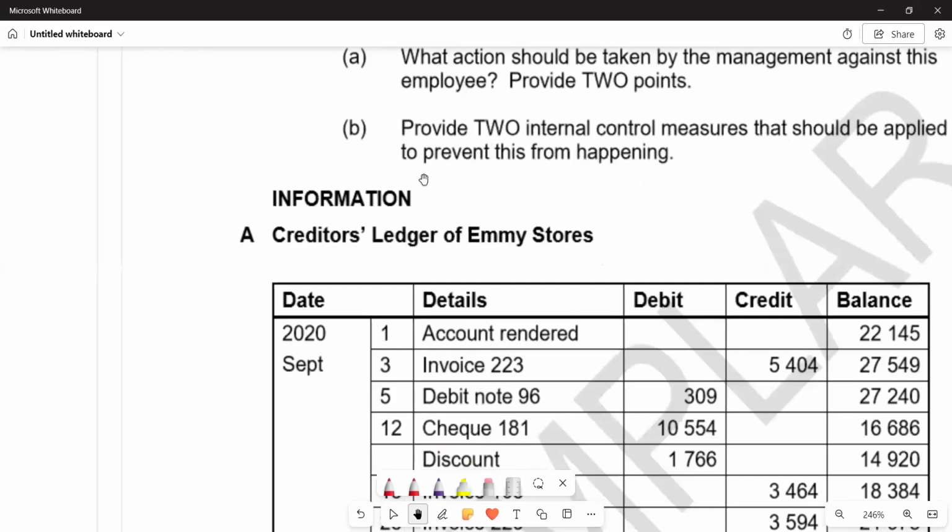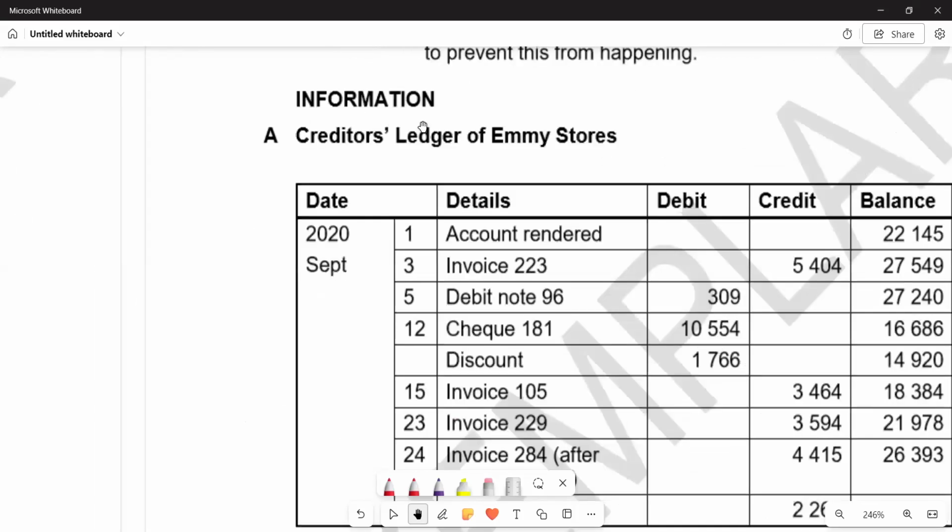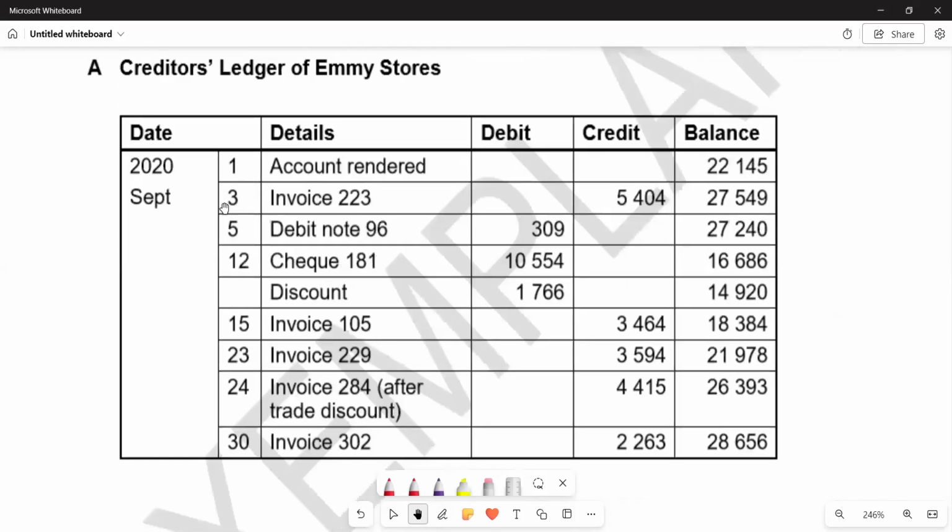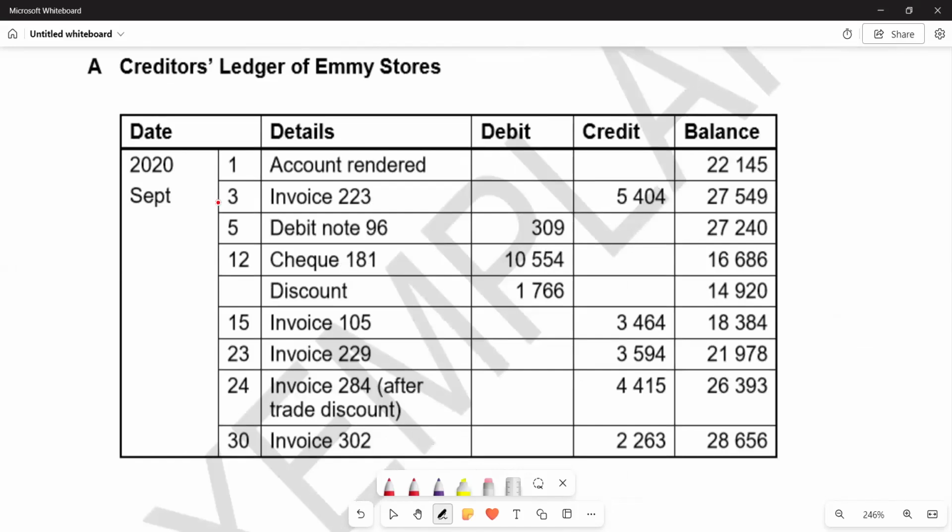So we've got information A here, which is a creditors ledger of Amy Stores. So the ledger in the books of Amy Stores is the one that is indicated here, and it shows the transactions that are taking place between Amy Stores and Golden Globe Traders. And remember, Golden Globe Traders is a creditor. So when we purchase goods as Amy Stores from Golden Globe Traders, we are going to credit them. So we are going to have such a scenario.